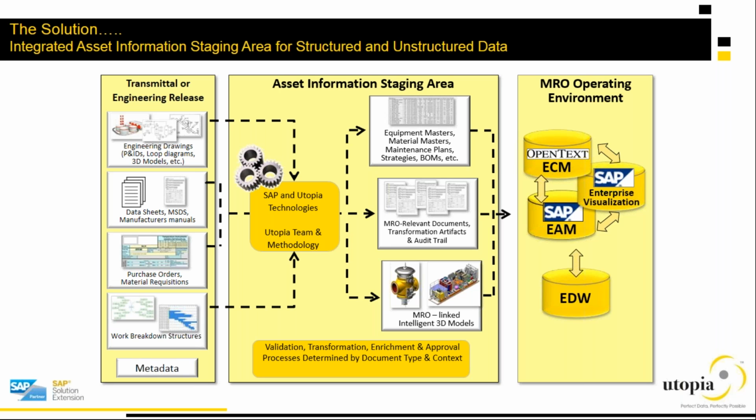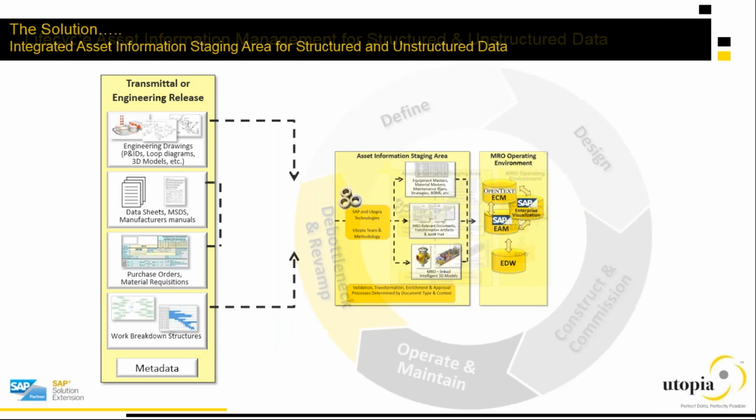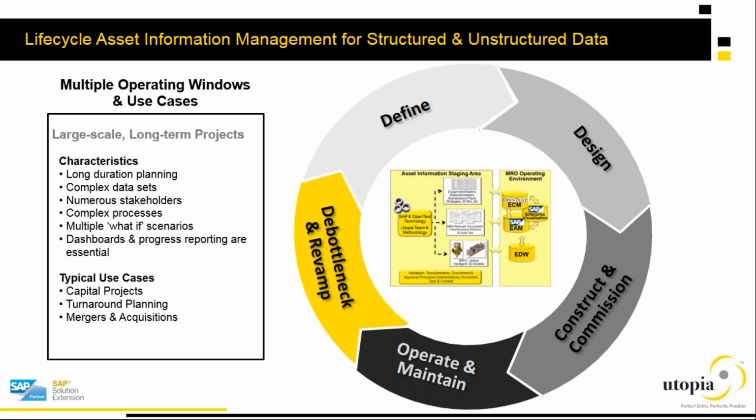So we'll go from here to talk a little bit more specifically about the capital project process. And if you look at the life cycle of asset information for structured and unstructured data over the course of that life cycle, a long-term project such as a capital project, a shutdown or turnaround or M&A activity have complicated processes. They're long in duration. They have numerous stakeholders and lots of what I like to call what-if scenarios.